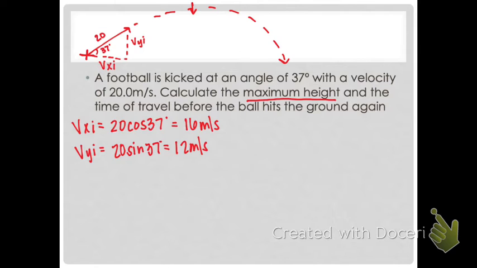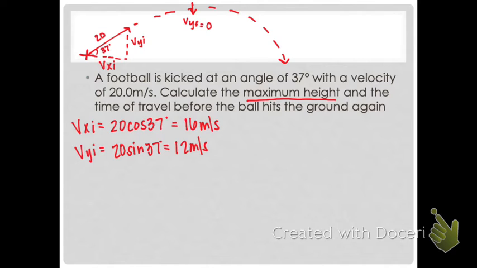But it's important for us to realize that at our highest point, Vy final equals 0, but Vx final does not equal 0, because our Vx is constant all the way through. So at our maximum height, our Vy final does equal 0. Are we good with that part? The object doesn't just drop. It stops moving vertically, but it doesn't stop moving horizontally.